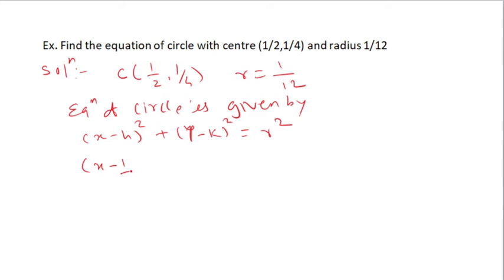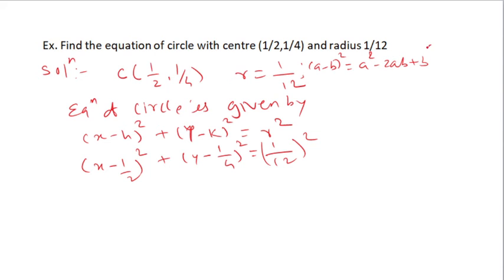Now what do we get? x minus h, that is 1 upon 2 bracket square, plus y minus k, that is 1 upon 4 bracket square, is equal to r square, 1 upon 12 square. Now again it is a minus b bracket square. What is a minus b bracket square? Just now we discussed, a minus b bracket square is a square minus twice ab plus b square.